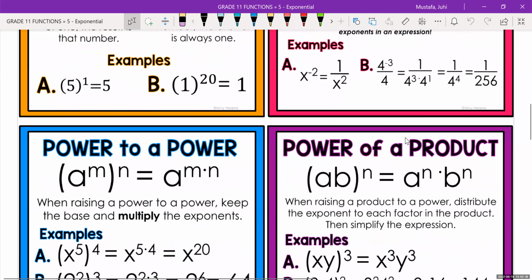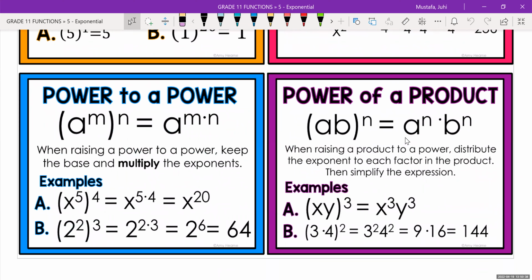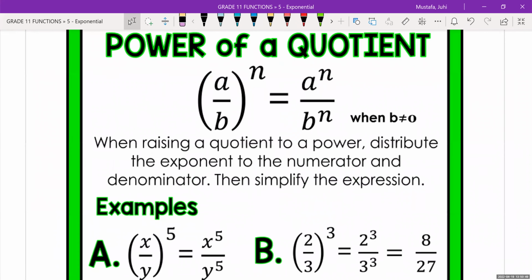Power of a power is you just multiply the two powers together. Power of a product, you take the exponent on the outside and you can basically multiply it to all the terms inside the bracket. And then power of a quotient, the same idea, you take the exponent and you can apply it to both of the numbers inside of the bracket.